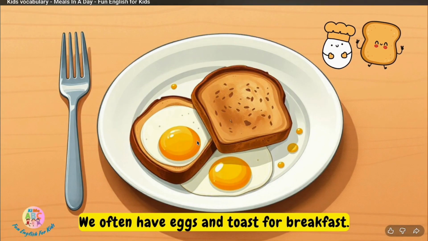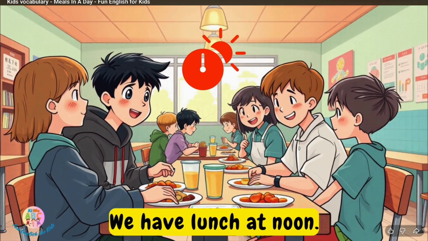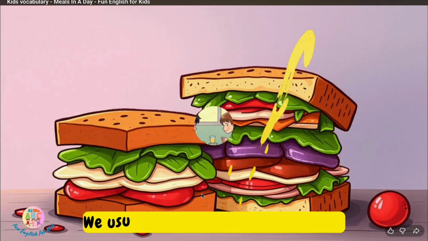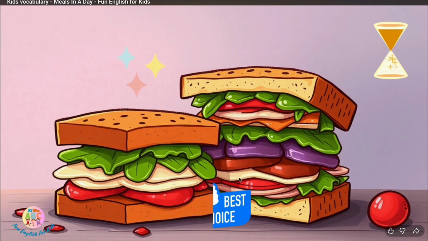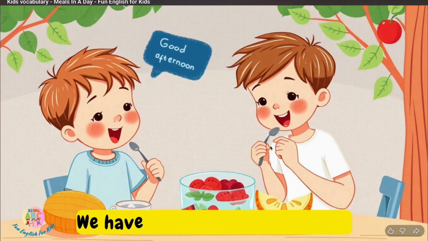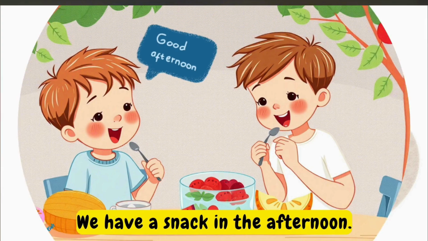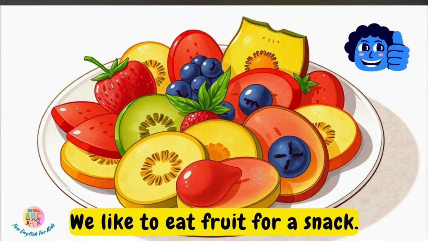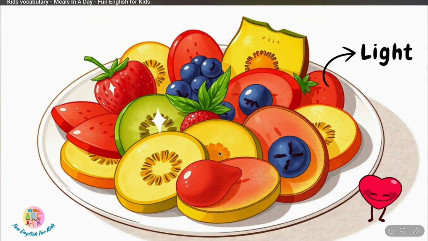First, the video explains the breakfast is eaten in the morning, and the food examples are eggs and toast. Next, the video explains lunch, and lunch is eaten at noon. The example food is sandwich. Then the video explains snack. Snack is eaten in the afternoon and usually consists of light food such as fruit.